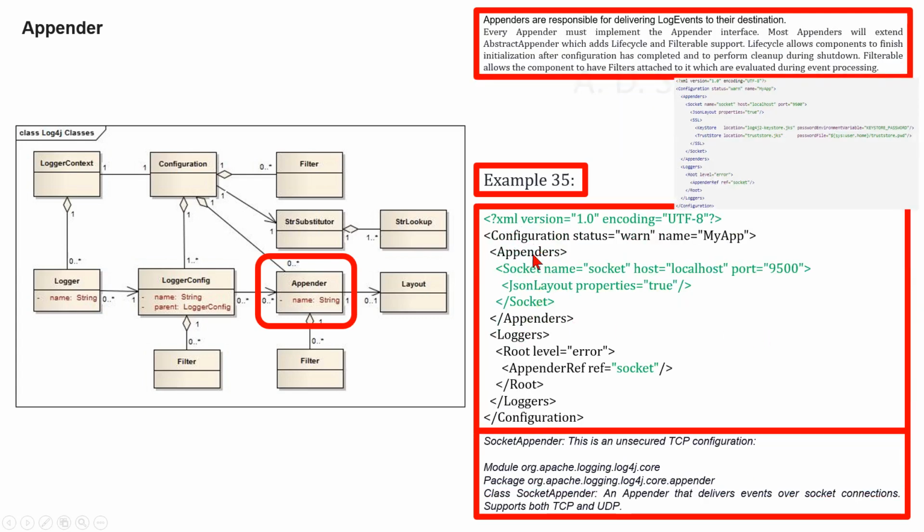Now we are considering socket appender. This is an unsecured TCP configuration. The class SocketAppender in package org.apache.logging.log4j.core.appender in module org.apache.logging.log4j.core, an appender that delivers events over socket connections, supporting both TCP and UDP. The socket appender is an output stream appender that writes its output to a remote destination specified by a host and a port. The data can be sent over either TCP or UDP and can be sent in any format. You can optionally secure the communication with SSL.